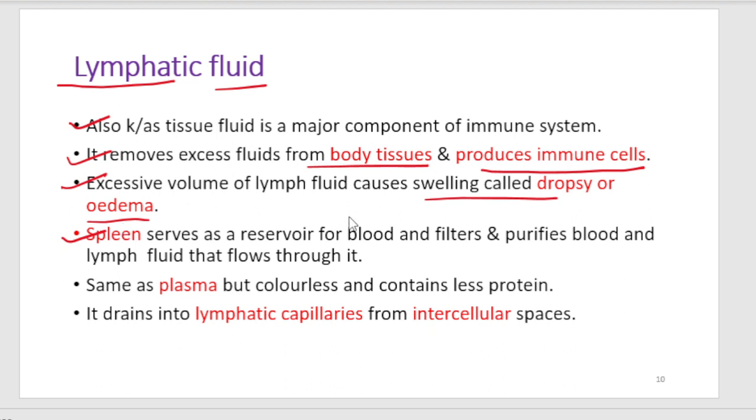It also stores and purifies your lymph fluid that reaches it. Lymphatic fluid drains in lymphatic capillaries from intercellular spaces. This is what our second body fluid, that is lymphatic or tissue fluid, is.